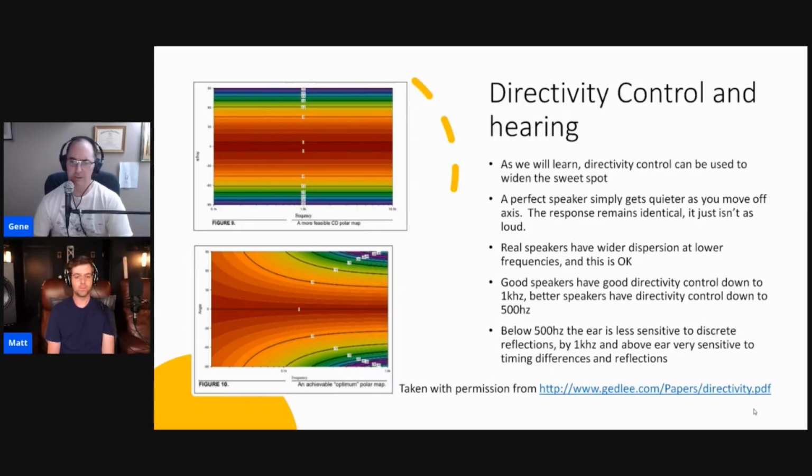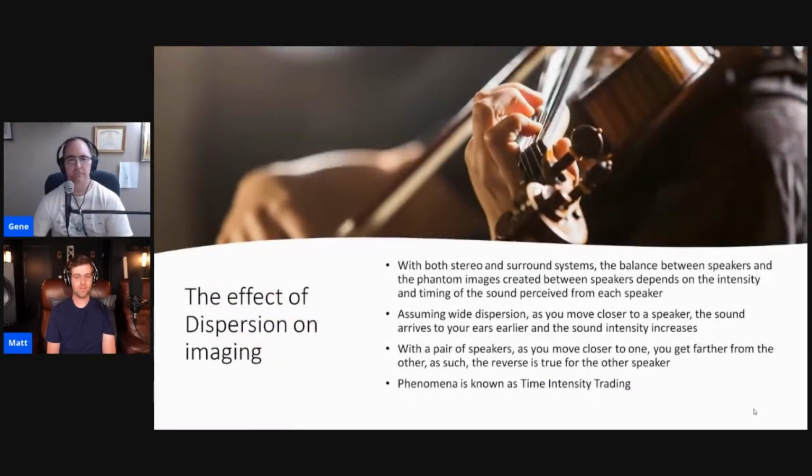Okay, and then you have a link here for Getty, a white paper on directivity if people want to take a look at that for more information. Yep, and these images were taken from his paper with his permission, just because I didn't want to recreate these. He did a good job. Okay. So the effect of dispersion on imaging.